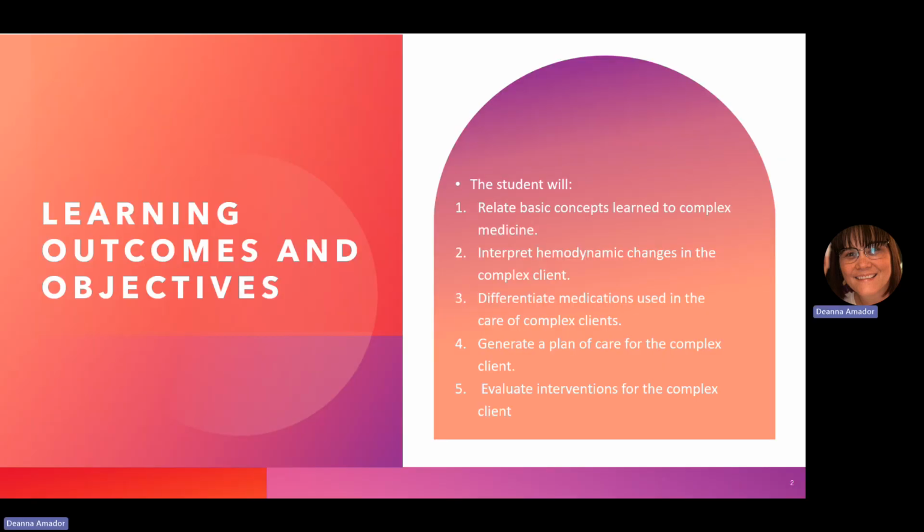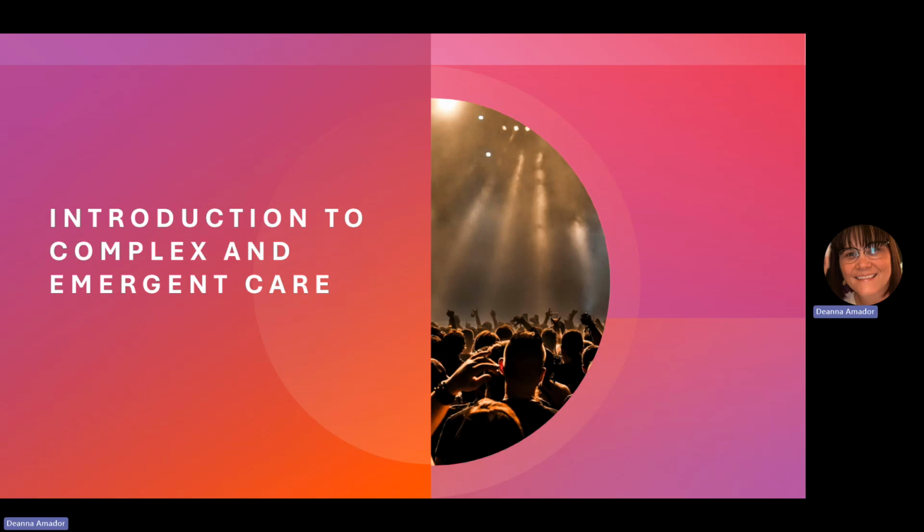Here are some learning objectives and outcomes. Do know that here it talks about different medications that are used in the care of complex clients. We're going to have a separate PowerPoint on that that you will be able to use. We thought that would be helpful to have on a separate PowerPoint. So we're going to look at the healthcare system as a whole at first.